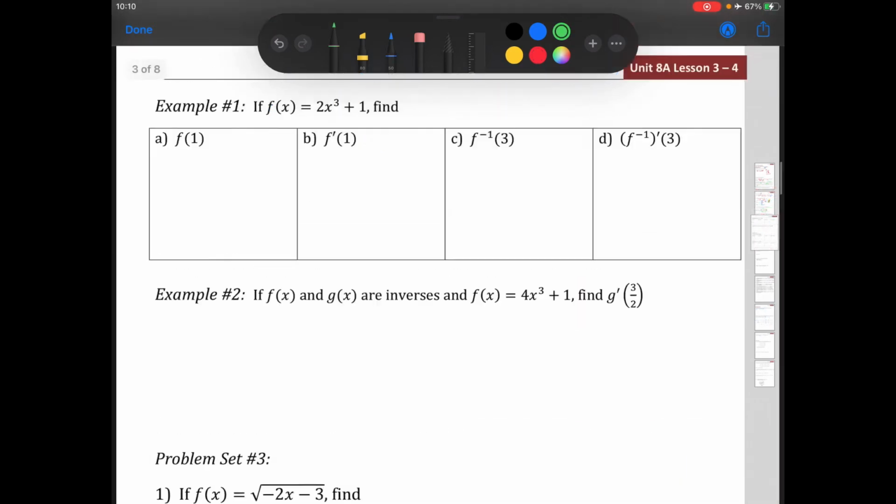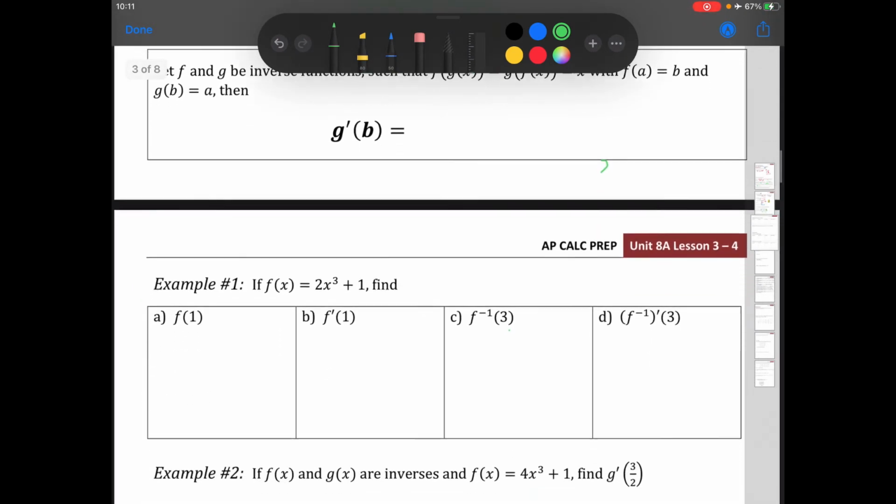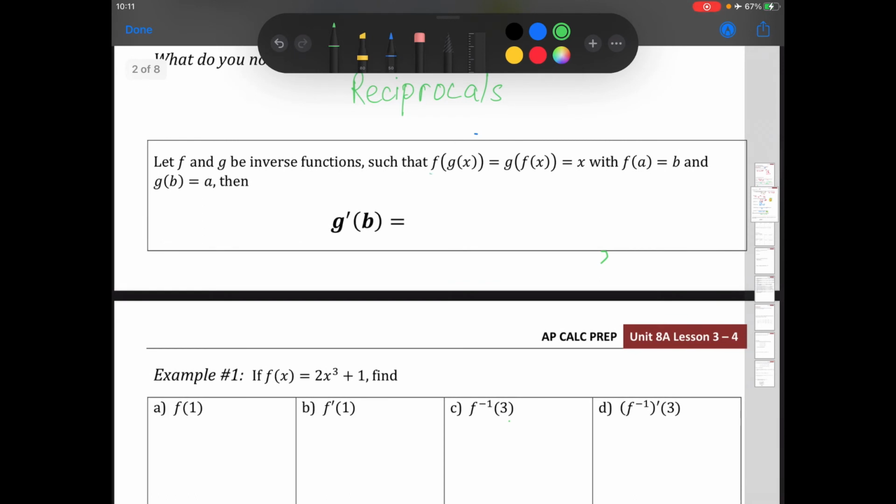So what can I conclude from that? Here, let f and g be inverse functions such that f of g of x equals g of f of x equals x. That is another way of saying that these two are inverses, because if I did the composition, I will end up with x for both of them.